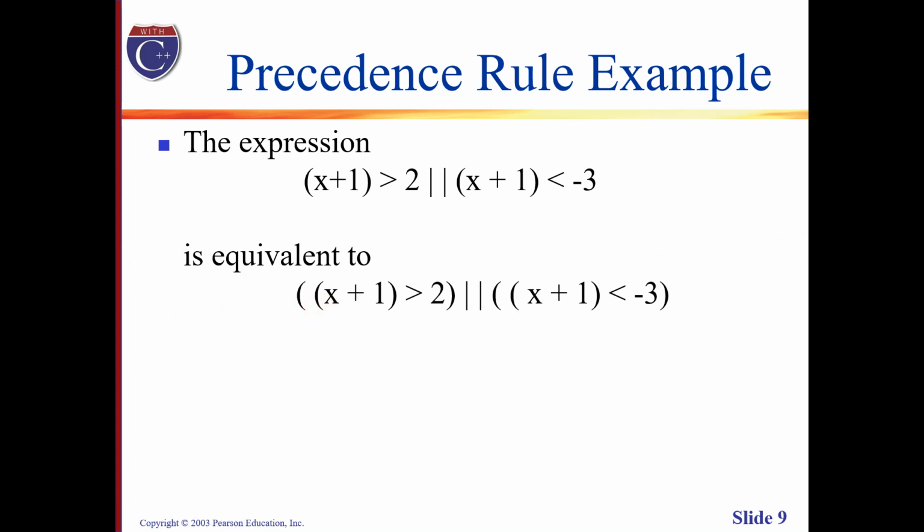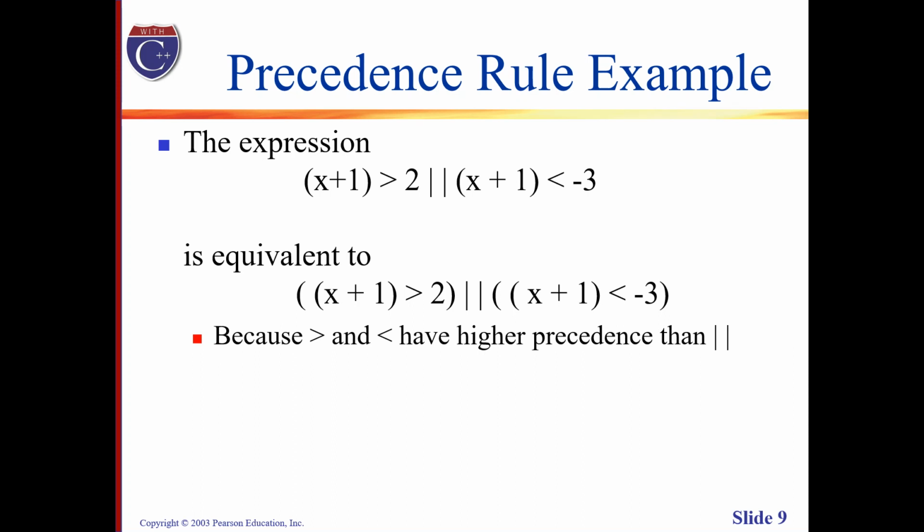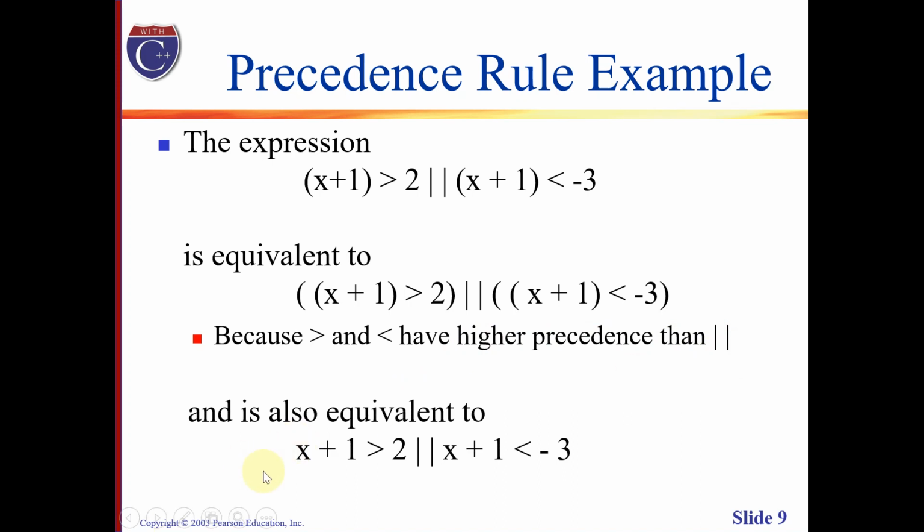And take note that the following grouping using parentheses is also using the precedence rule that we have mentioned. For instance, this is done this way because the following operators, such as the greater than and less than operators, have higher precedence than the OR operator. Therefore, this is also equivalent to this.